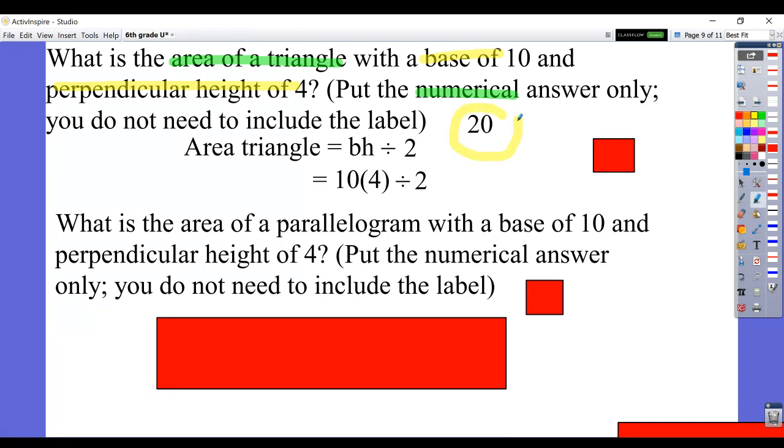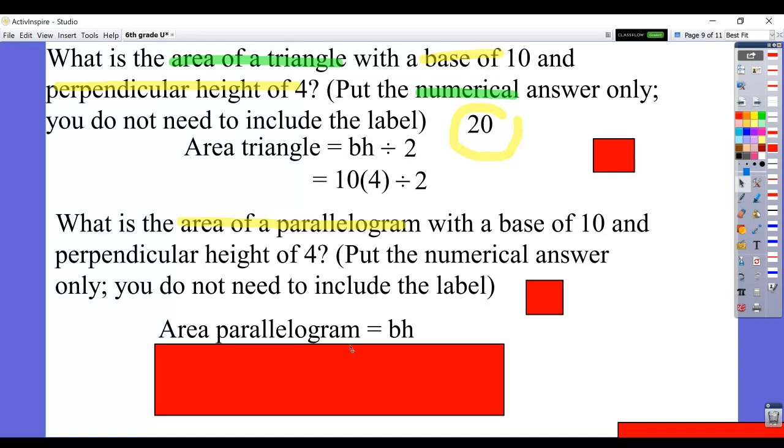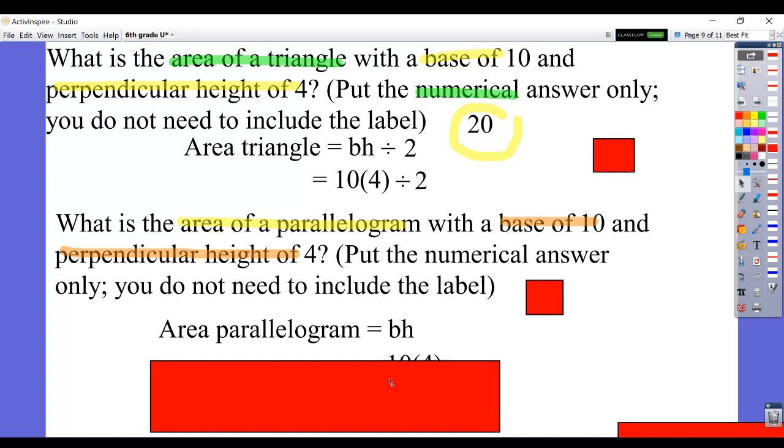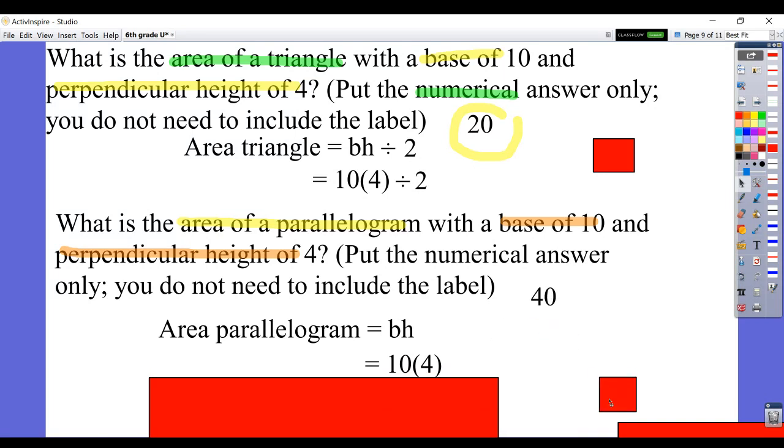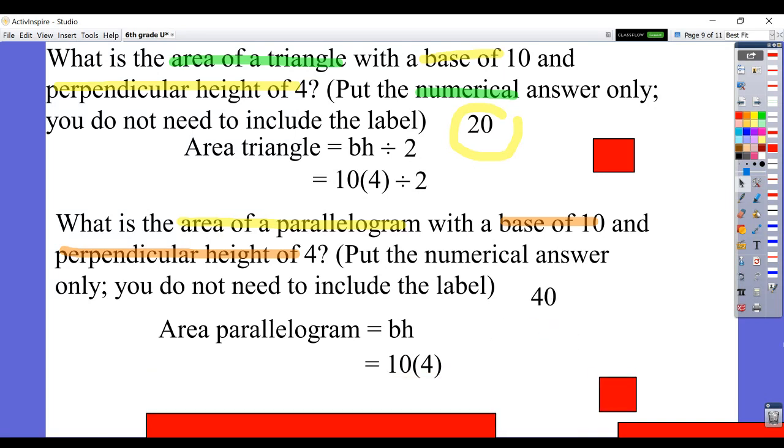And then what's the area of a parallelogram if the base is 10 and the perpendicular height is 4? So again, area of a parallelogram is a concept we've covered before. That is found by taking the base times the perpendicular height. In this case, the base is 10, perpendicular height is 4. So it would be 10 times the 4, or 40. Again, we did not have to include the label, it said.